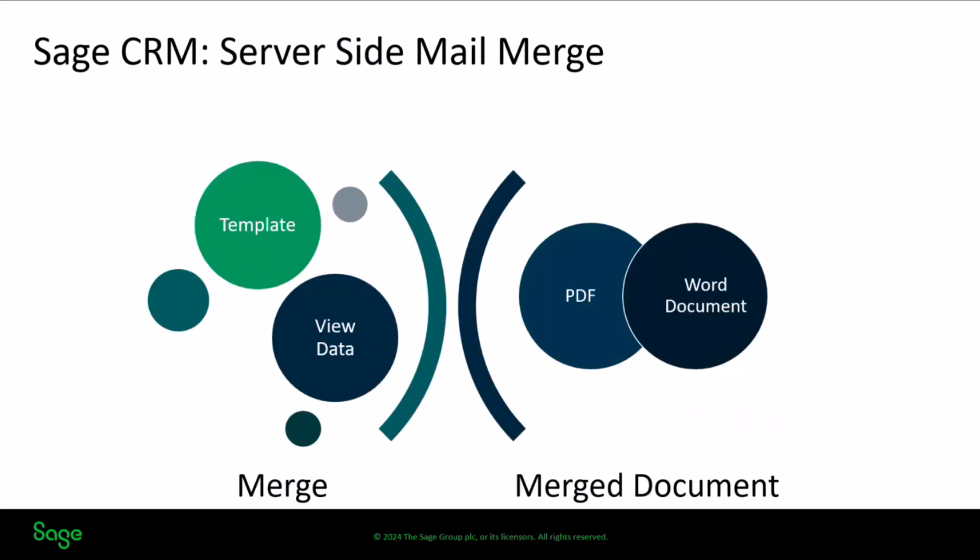Whatever type of merge that we're working on, the basic behavior is the same. And this is true whether the destination is a Word document or a PDF. What we have to understand is that we're starting off with two important components. We're starting off with the view, and we're starting off with the template. The templates that we saw previously can either be HTML or they can be Word documents.